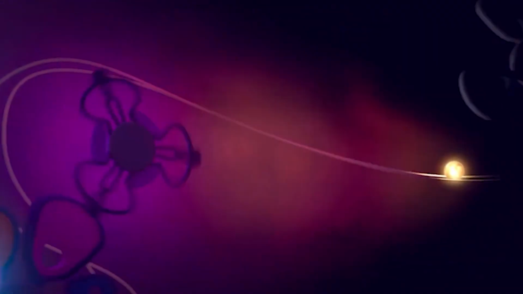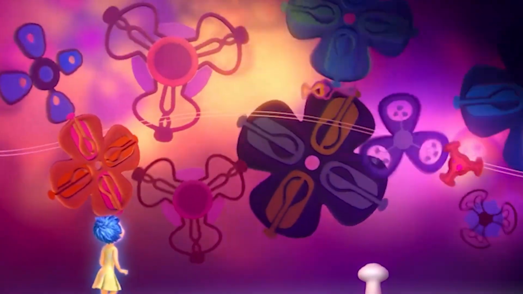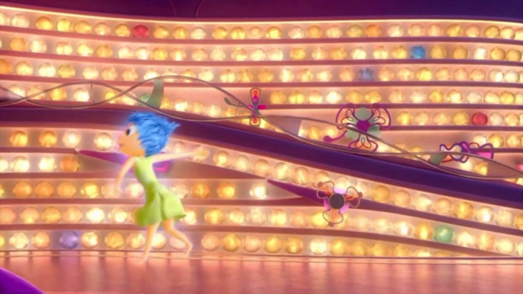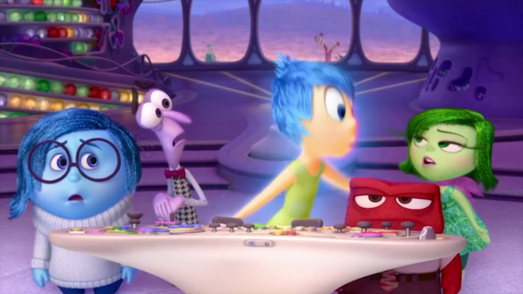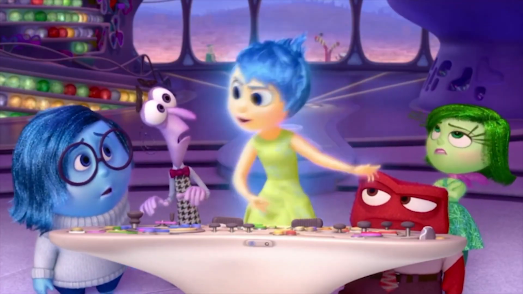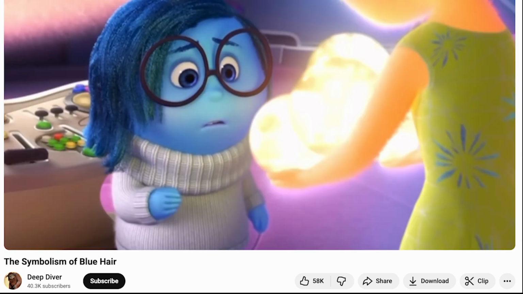One more character that may be surprising to see in the blue category is Joy from the 2015 Disney movie Inside Out. Joy is the literal representation of happiness in the head of 12-year-old Riley, along with her other emotions, anger, fear, disgust, and sadness. Once again, YouTube Deep Diver has a great interpretation of what Joy's blue hair is symbolic of.